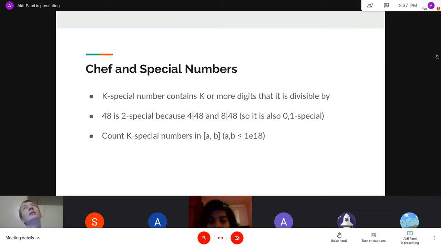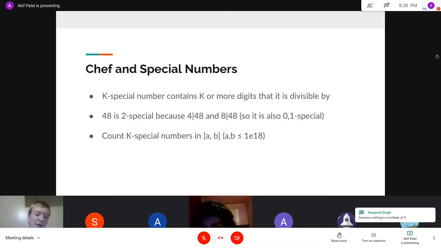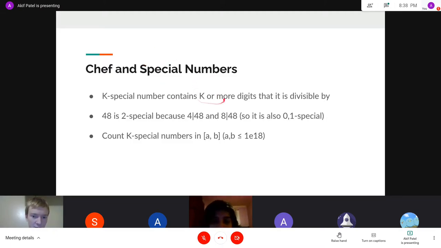Wouldn't that not work for like 70? No, because you're multiplying by 10 and you're just adding 0, so it's still divisible by 7 or whatever. Oh wait, what about like 51? You're making it a multiple of 5 now, but it wasn't before. But remember, it's k or more. At 48, it was 2 special, but it's also 1 special. So if 51 was 0 special before, it's still 0 special after you multiply by 10, but now it's also 1 special.